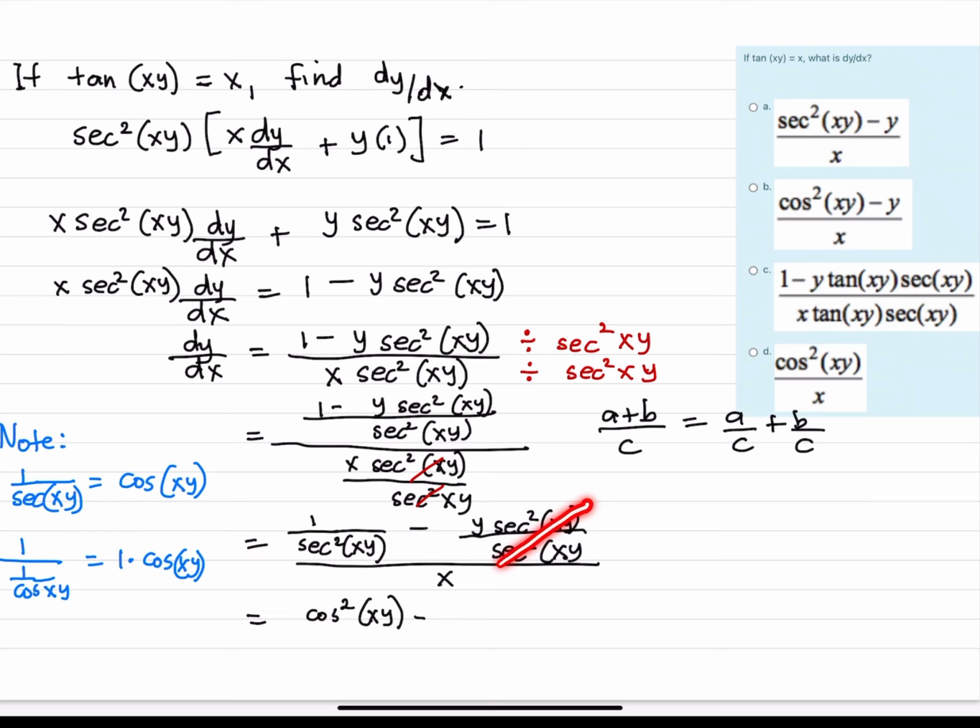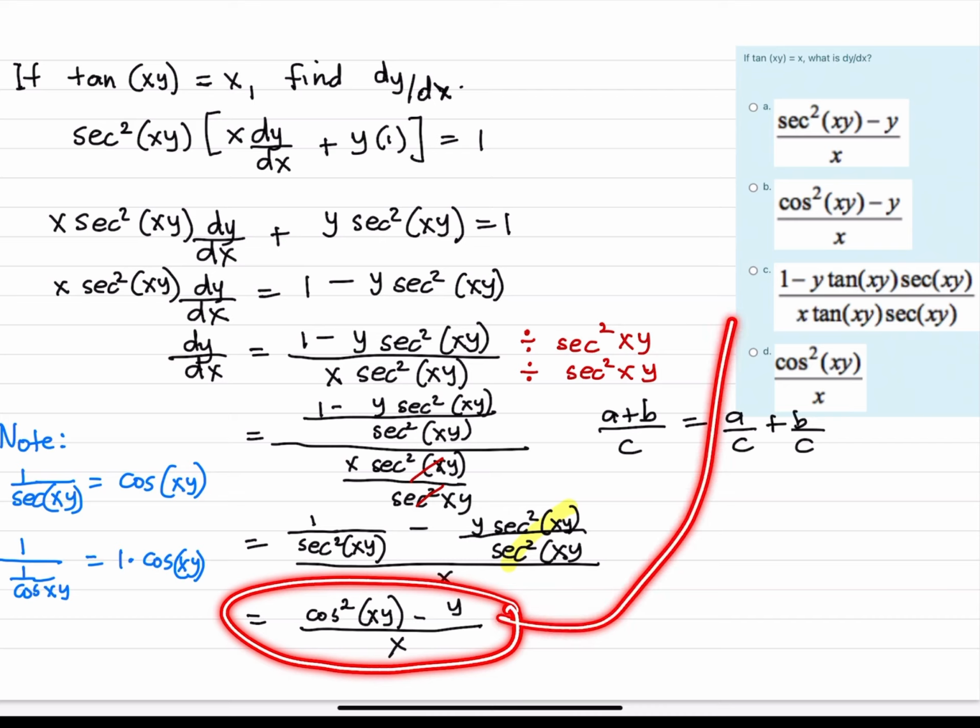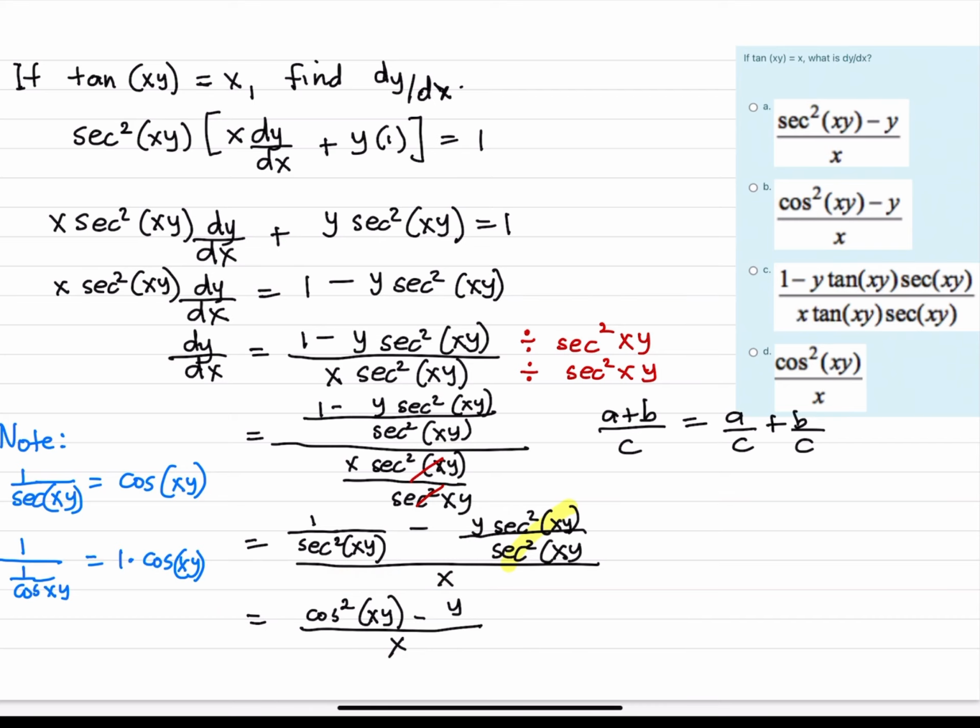So we can cancel this out, leaving y all over. What remains in our denominator is x. Okay, and can you find this among the options? Yes, it's in fact letter B. Okay, so it's letter B, which is the correct answer.